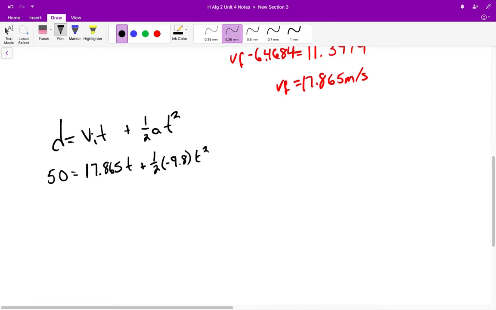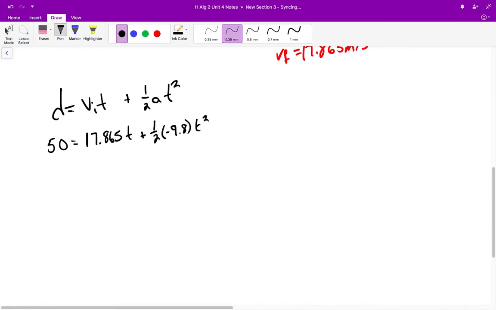squared. At which point, let's simplify this just a little bit. The first thing I'm going to do, on the right side of my equation, I want to put it in standard form. So I'm going to go ahead and take 1/2 multiplied by negative 9.8, which is negative 4.9 t squared. Still have my 17.865 t. And then to get one side equal to 0 so I can start to solve, I'm just going to subtract 50 from each side. That would get the left side to be 0. Right side just puts a minus 50. So here's the equation I'm looking to solve: negative 4.9 t squared plus 17.865 t minus 50.